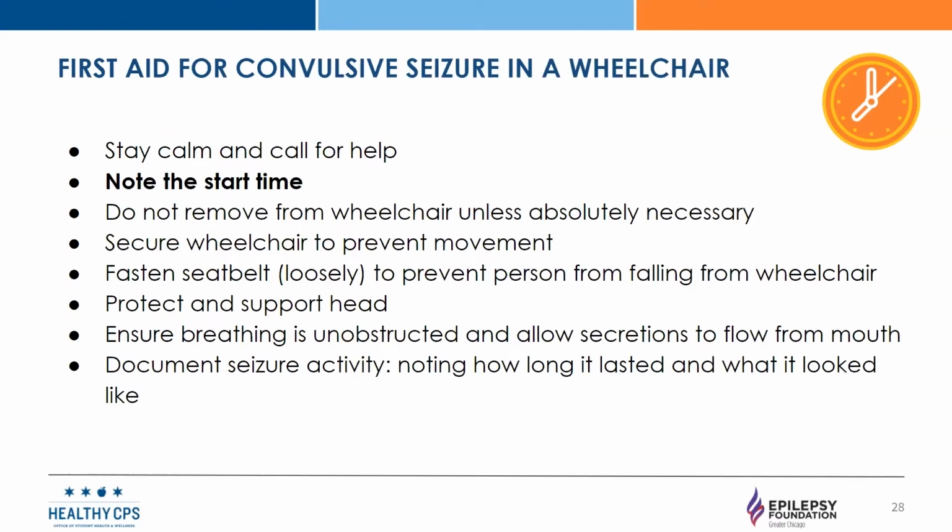If you're working with a student who's having a convulsive seizure in a wheelchair, here, again, stay calm, call for help. You're actually not going to remove the person from the chair unless you absolutely have to, and chances are you probably will not need to. Here you're going to fasten the seatbelt and lock the wheels so that there is not a lot of movement, and then you're going to support their head as much as possible to allow them to breathe easily. And then when they are done with that seizure, you can allow them to have that post-ictal phase and rest accordingly, hopefully somewhere else on a cot nearby.